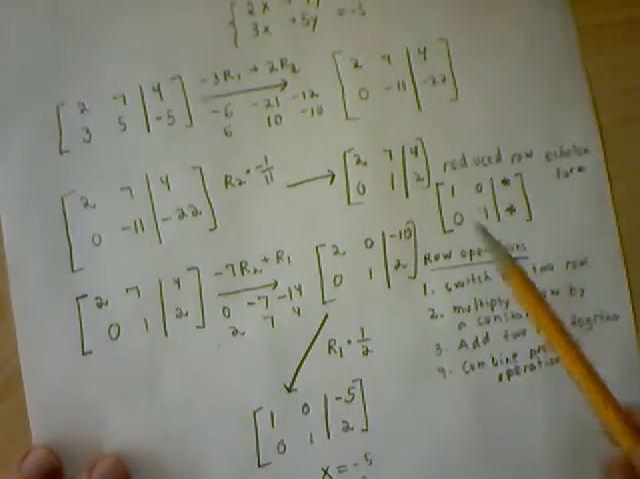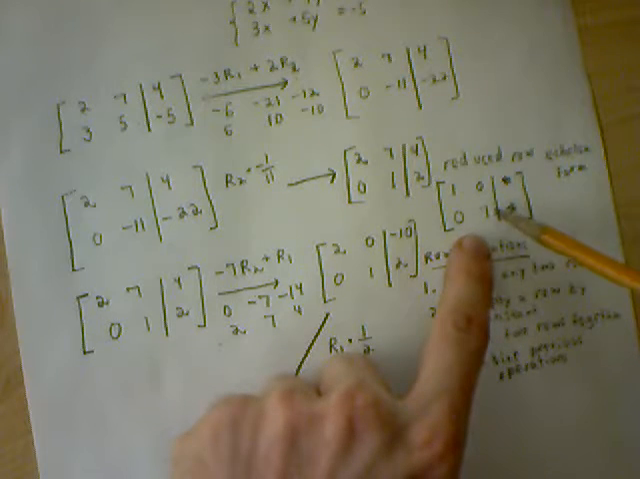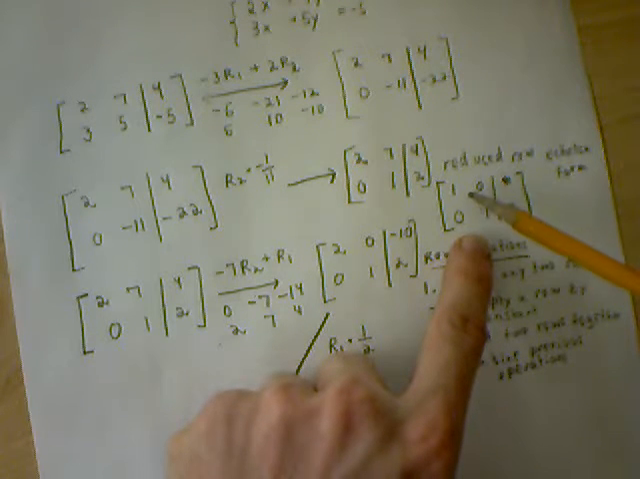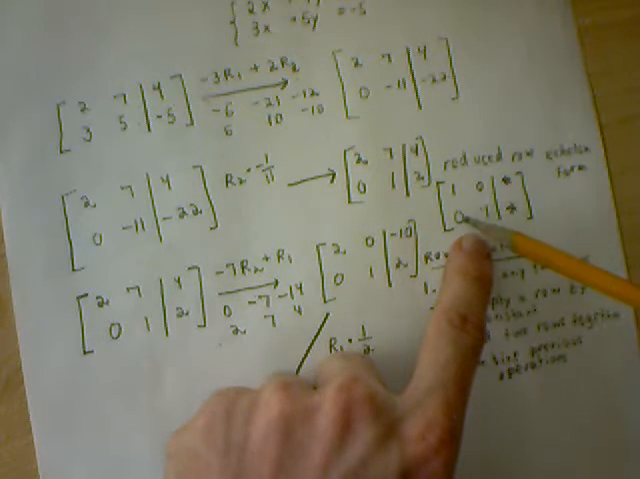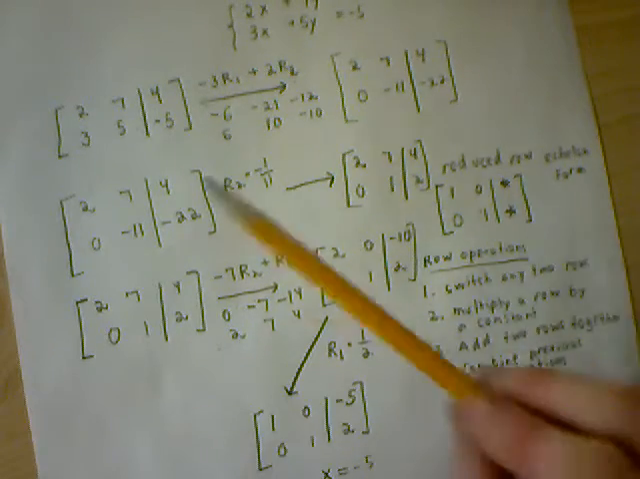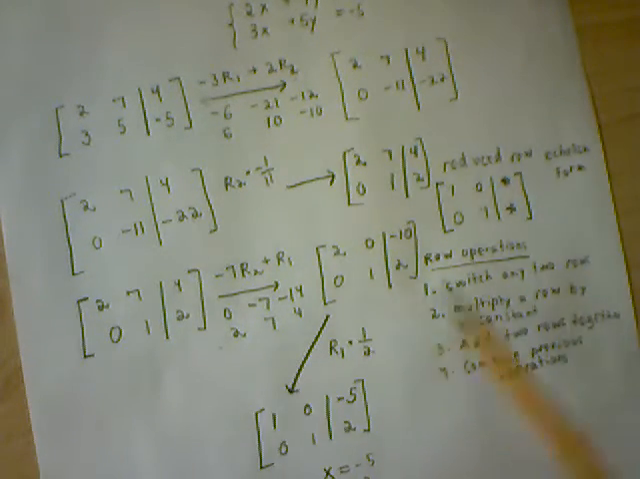So the whole goal is to obtain this matrix in reduced row echelon form: 1, 0, a number, 0, 1, a number. We did that through a sequence of row operations.